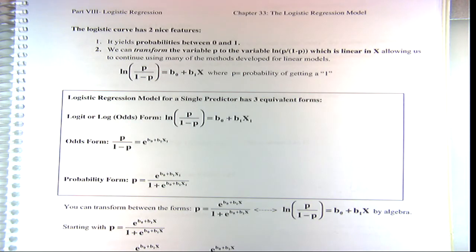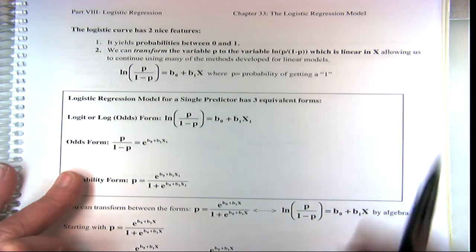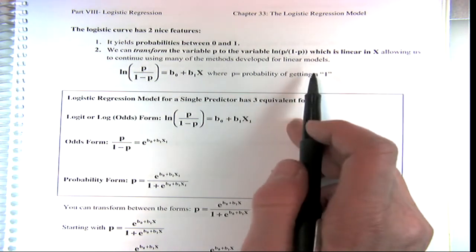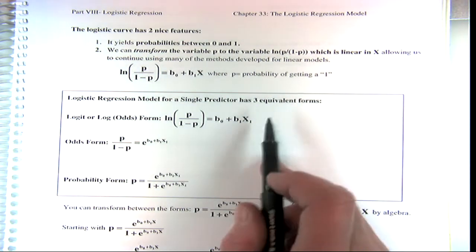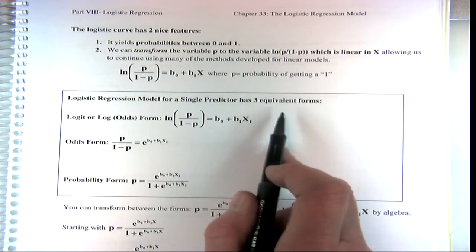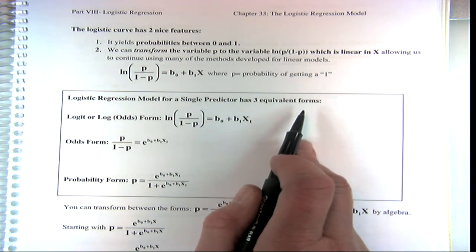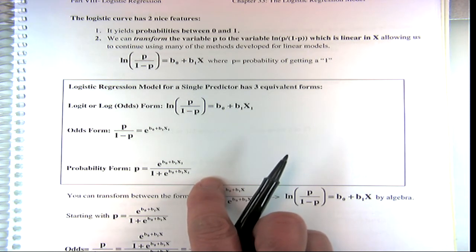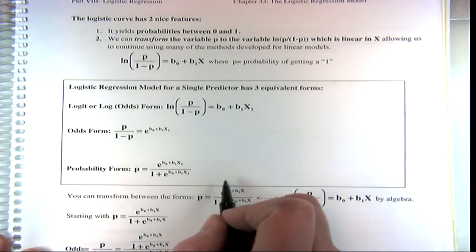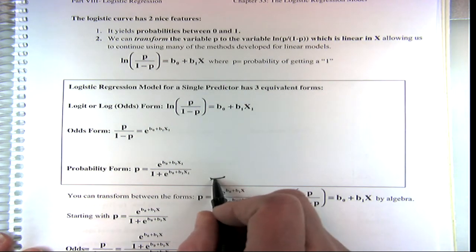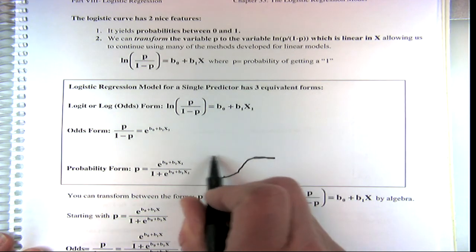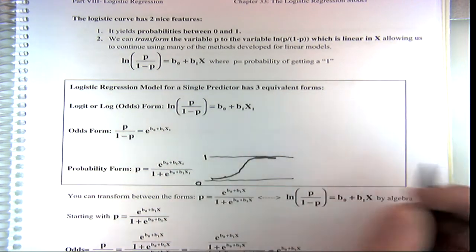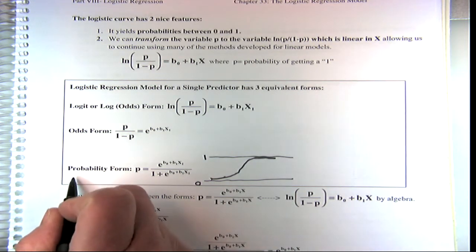It's linear in x, which is what we want, allowing us to continue using the methods we developed for linear models. So that's why we do this. We have this logistic regression model that really just has 3 equivalent forms. You have this really pretty S-shaped curve that we just talked about. It goes between 0 and 1. It's bounded, and it's some kind of S-shaped curve, like that, between 0 and 1.